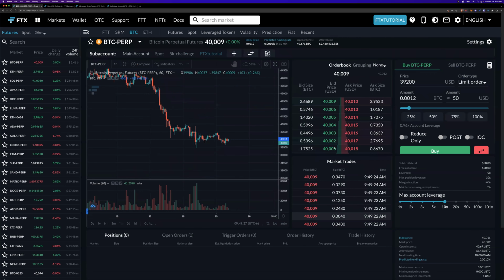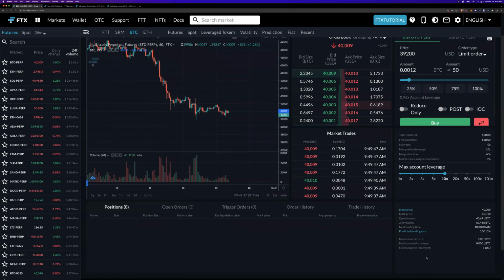Obviously here you see the order book, right? This is the bid side of the market. This is the ask side of the market. So these are the sellers, these are the buyers, and these are the market trades, which people are selling at market. Orders are either getting triggered or people are manually market buying or market selling.